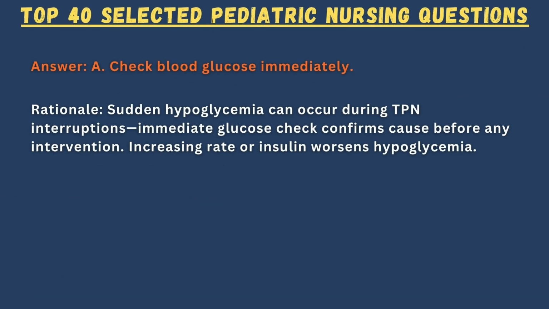Answer. A. Check blood glucose immediately. Rationale. Sudden hypoglycemia can occur during TPN interruptions. Immediate glucose check confirms cause before any intervention. Increasing rate or insulin worsens hypoglycemia.